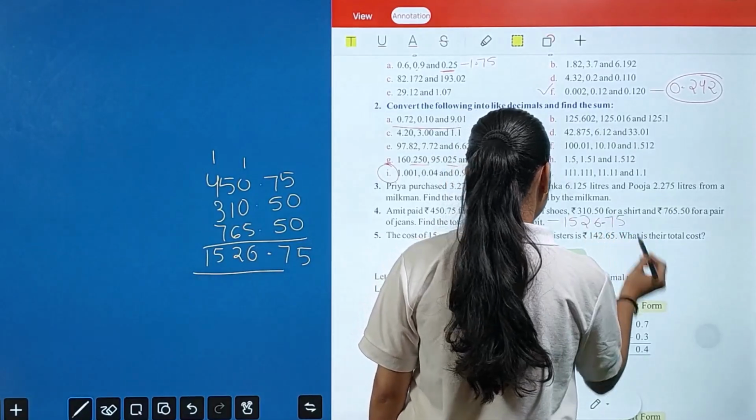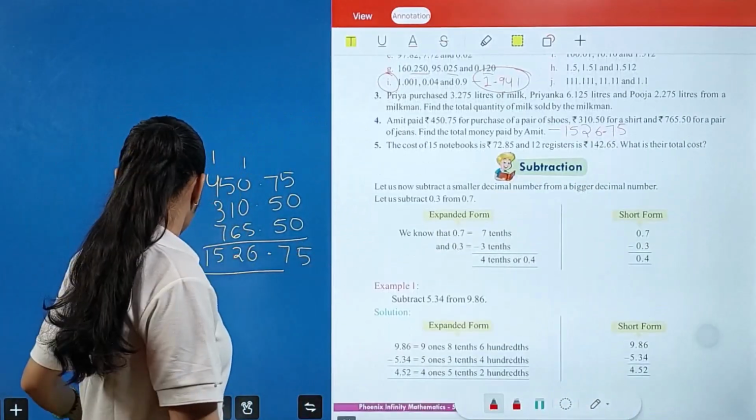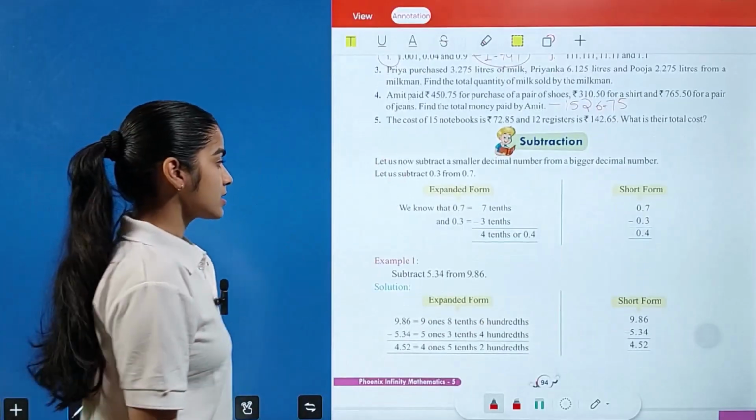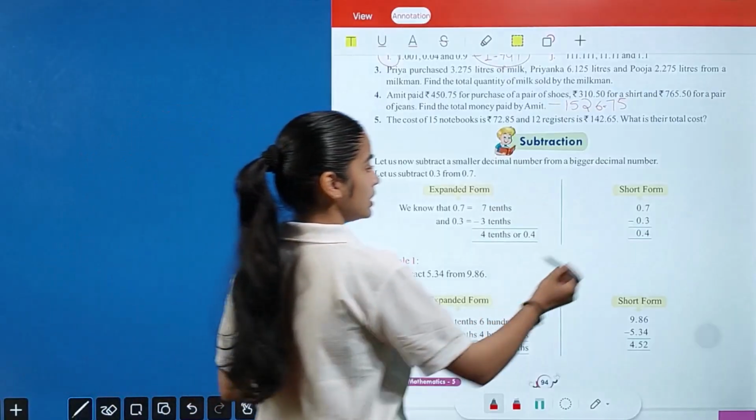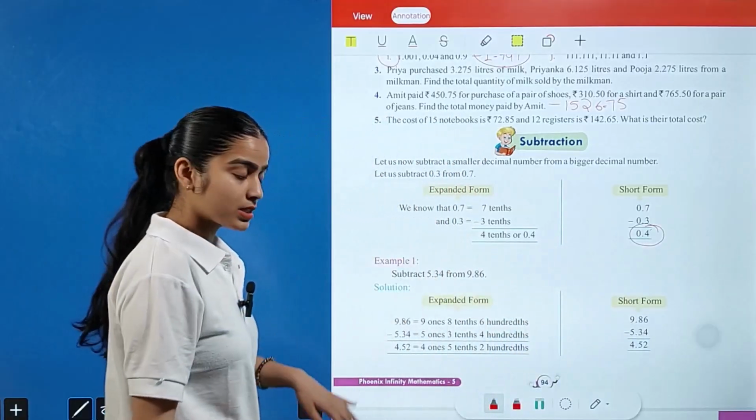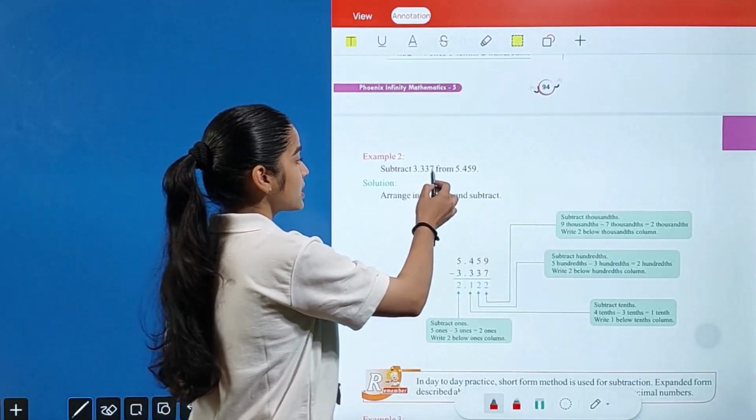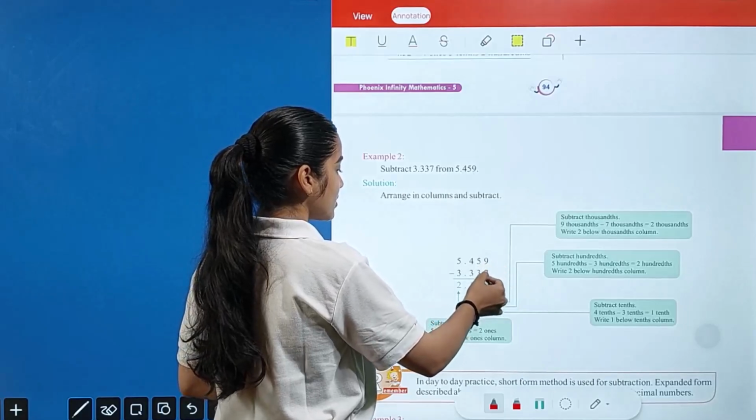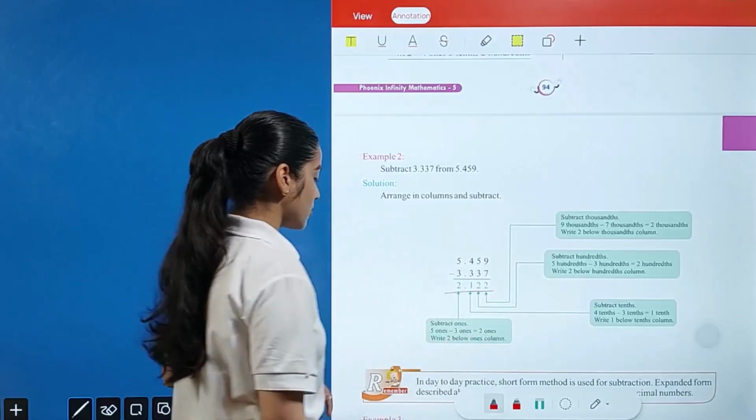So you can do the rest of the two questions in this exercise on your own. Okay. Now we move forward to a new concept where we have to do subtraction in decimals. The same process you have to repeat here. You just need 0.7 minus 0.3. Your answer will be 0.4. The same rules we are following for addition. Now 3.337 from 5.459. So 9 plus 7, 2, 5 minus 3, 2, 4 minus 3, 1 and 5 minus 3 is 2. So this is your answer.